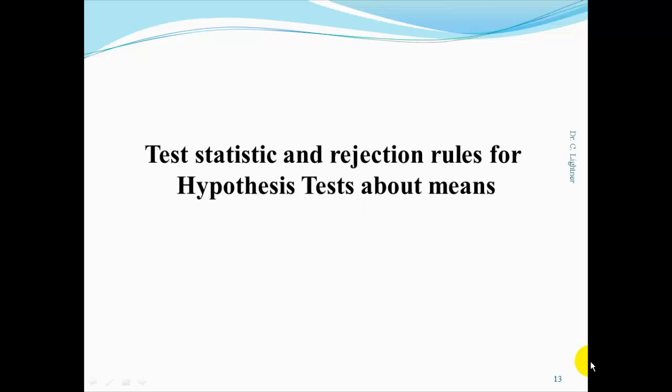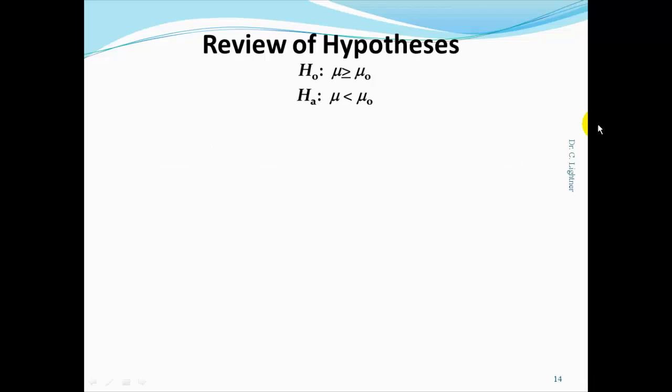Now I want to take a moment and connect some material that we've learned in previous sections in order to help us understand how they come up with test statistics and rejection rules for testing hypotheses about means. First, let's look at this form for hypotheses about the mean. For this case, the null hypothesis is that the population mean is greater than or equal to some value.